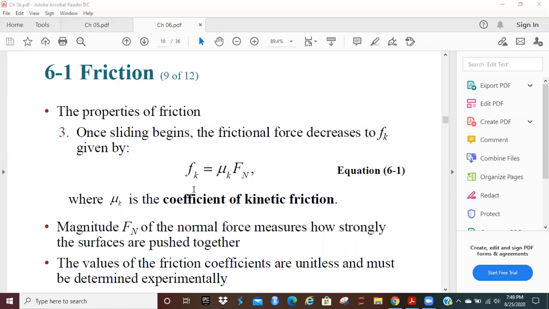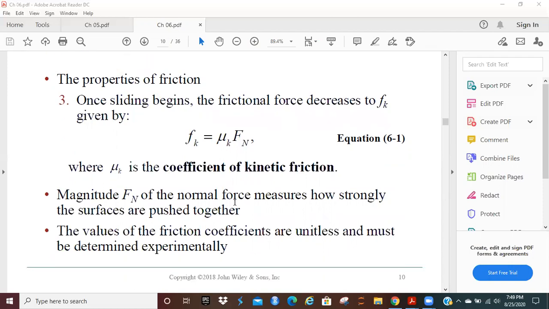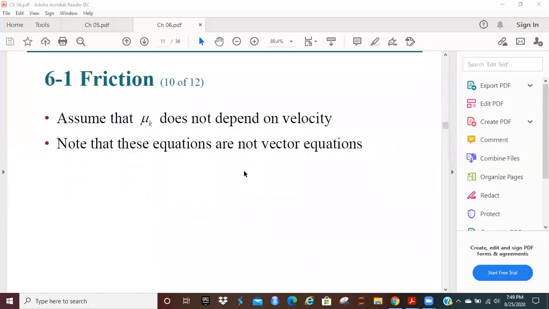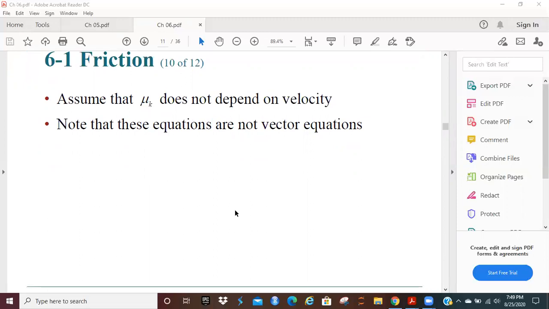The reason we choose the normal force is that it measures how strong the surfaces are being pushed together. And in order to figure out what these coefficients are, you have to do it experimentally. That's not necessarily something we're going to have to worry about. Generally, in most problems here, I believe that number is going to be given to you. We're going to assume that this doesn't depend on the velocity of the object, and these equations are not vector equations.